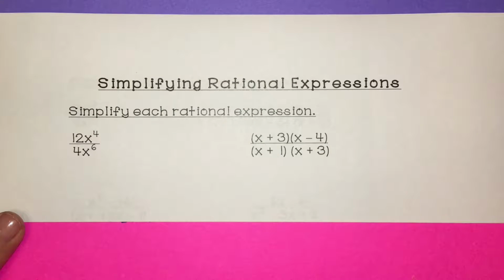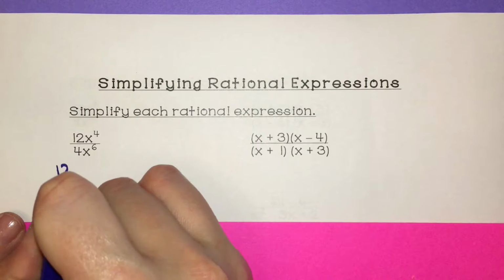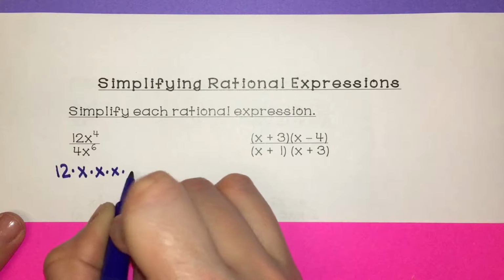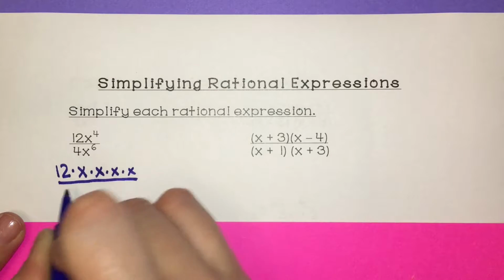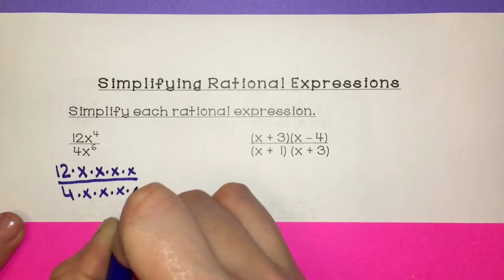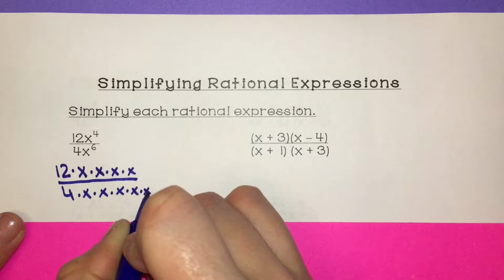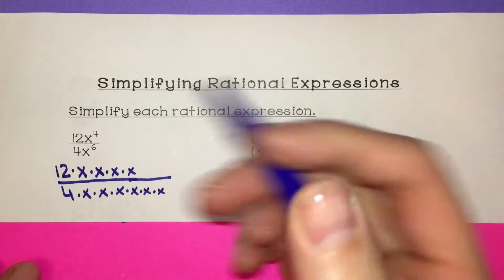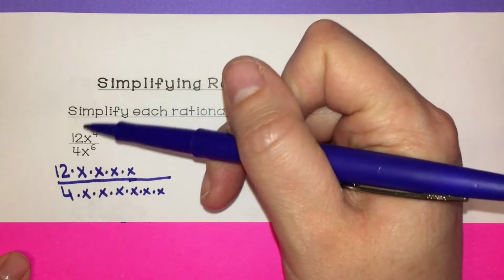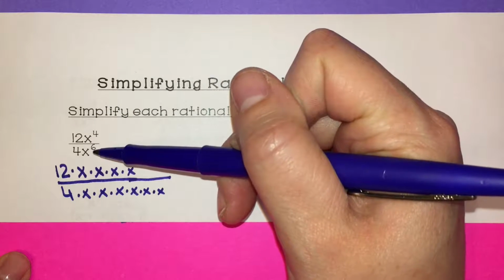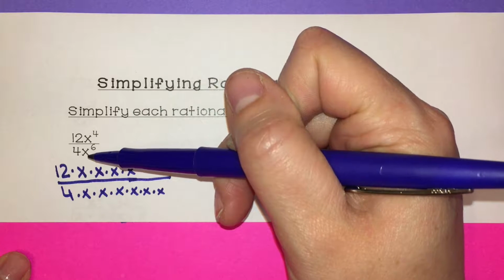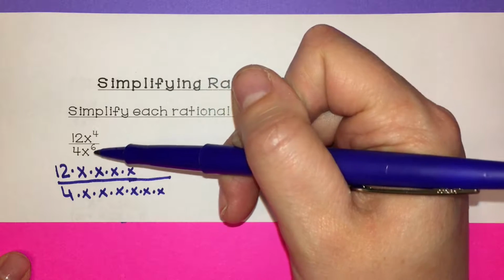And I'm just going to write this out. This means 12 times x to the 4th, which is x times itself 4 times, over 4 times x to the 6th, which is x times itself 6 times. So you might already know that if you have x to the 4th on top and x to the 6th on bottom, 4 of the x's on top will cancel with 4 of the x's on bottom, meaning you'll be left with x to the 2nd on bottom.